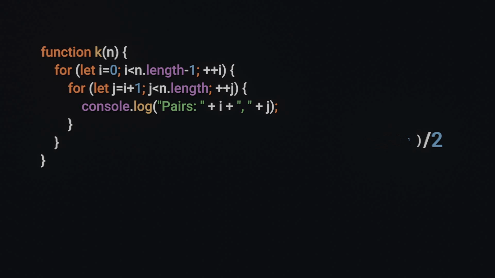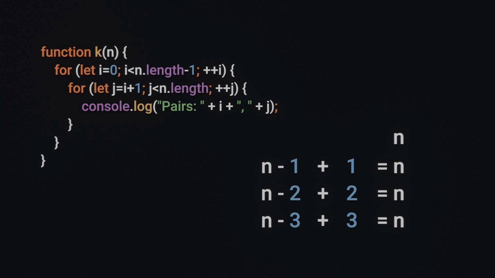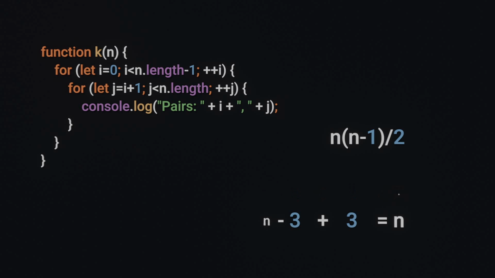But our sequence is slightly different, because the inner loop starts with n-1 iterations and decreases to 1. The outer loop will run through n-1 iterations, so this gives us n-1 times n divided by 2, which will reduce to O of n squared after we drop the constant and non-dominant term.